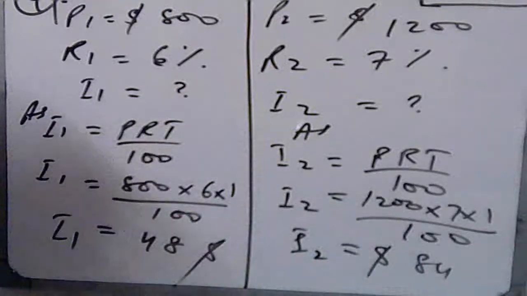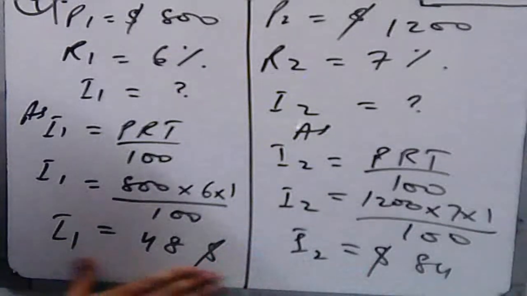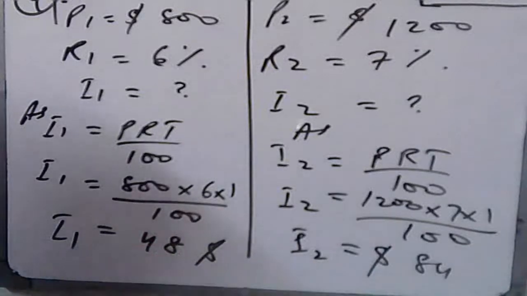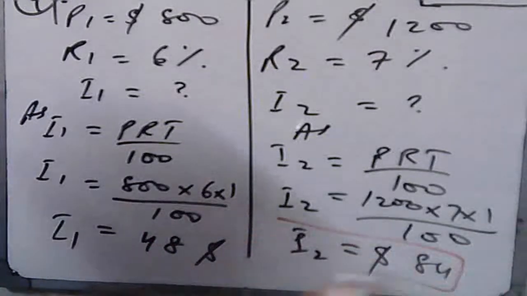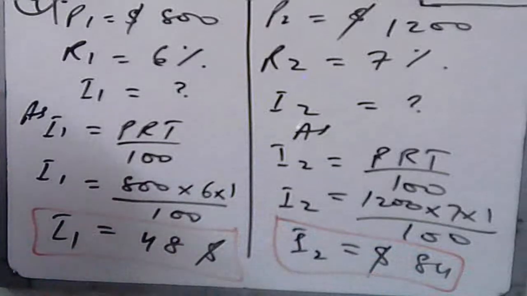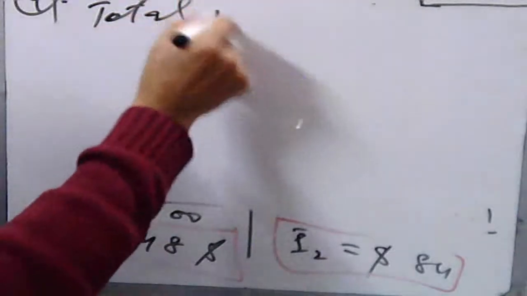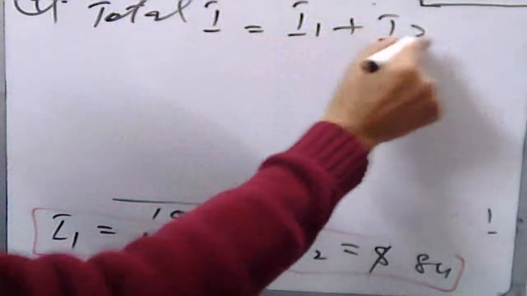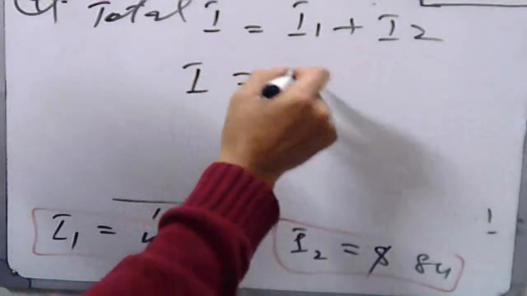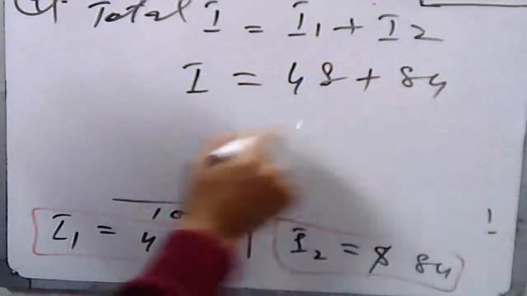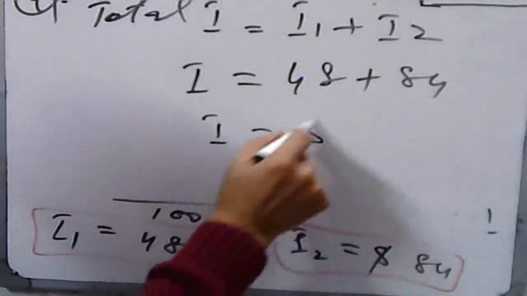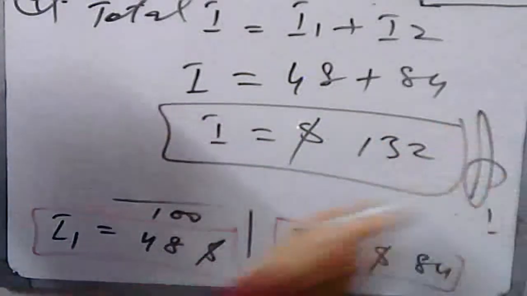Now we have to find the total interest. So how can we find it? Simply add these two, these two are your interests. Very simple. So total interest is equal to I1 plus I2, so I1 is your $48 plus $84, so your result is $132. So that is your required result.